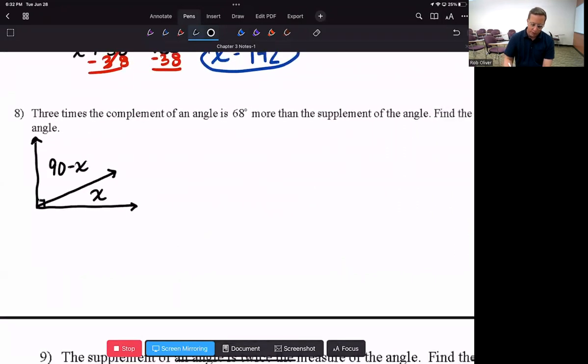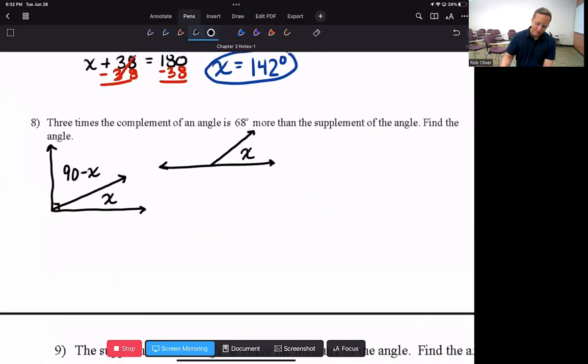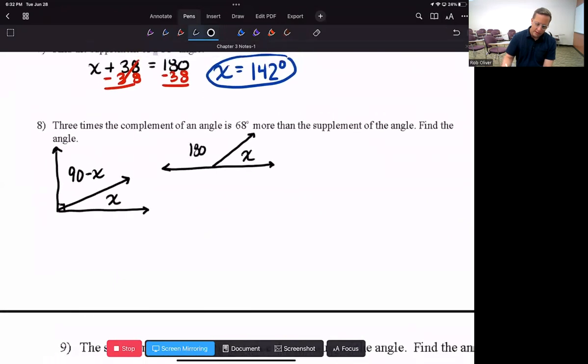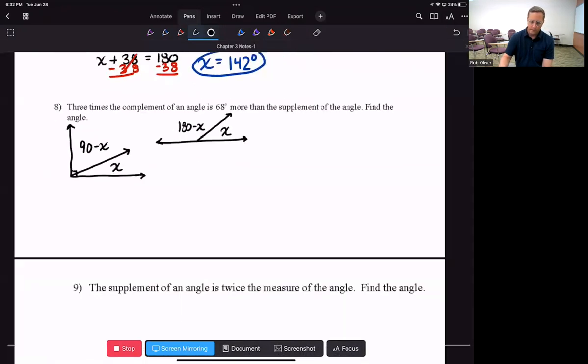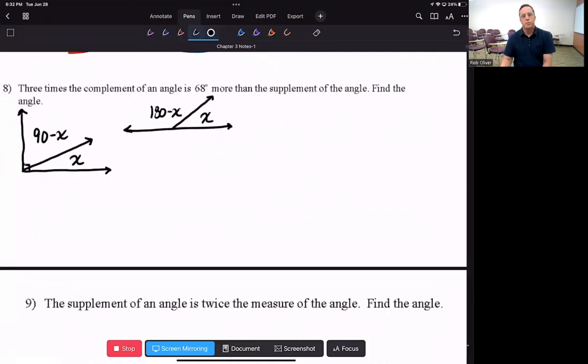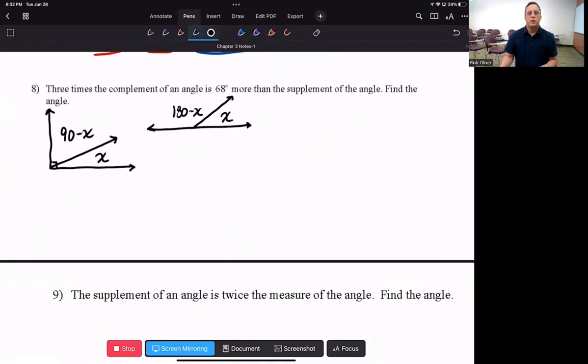All right, if we're talking about vertical angles, never mind the scale here. I'm just drawing these so we can get an idea of supplements. And then right here, if this is x, this is going to be 180 minus x. So that's how you want to set it up. Now let's read through the problem.